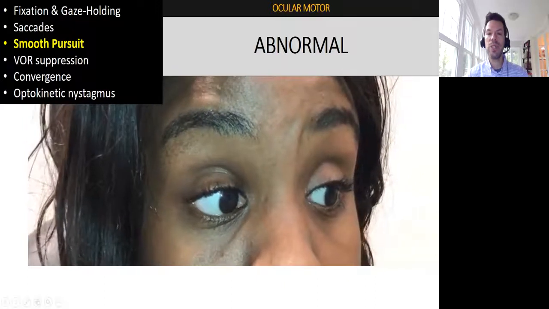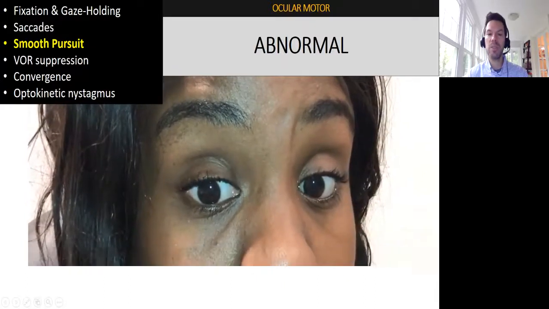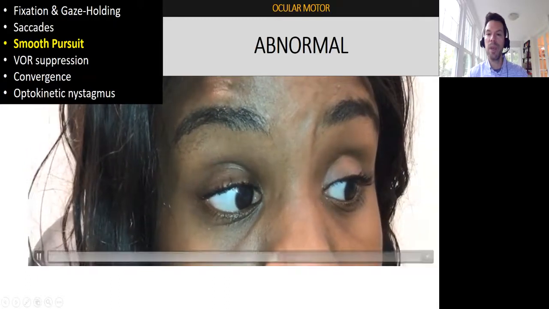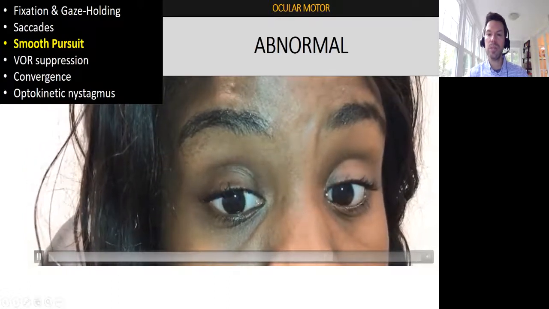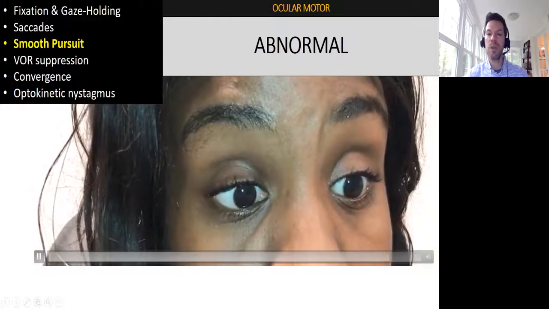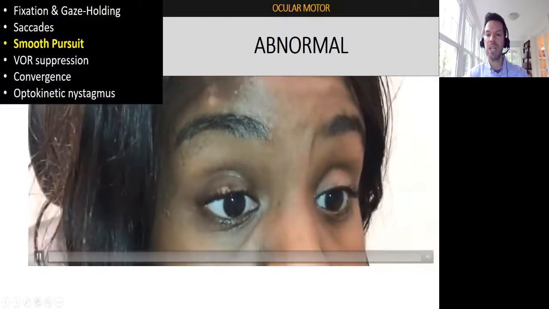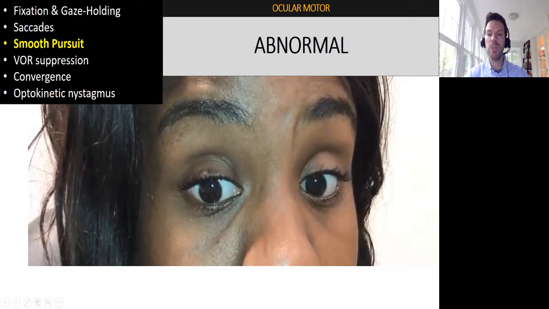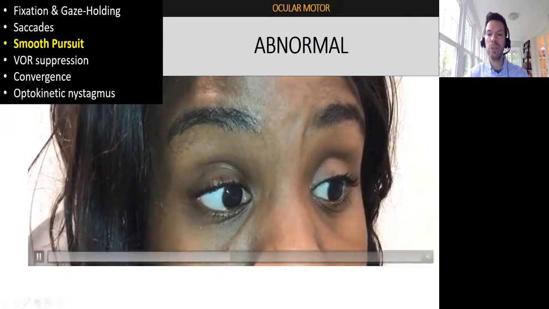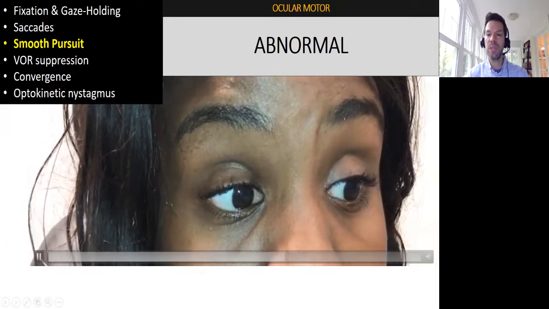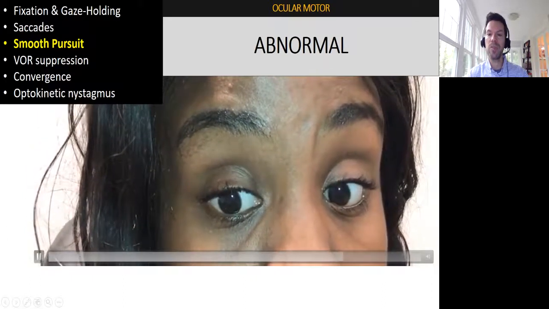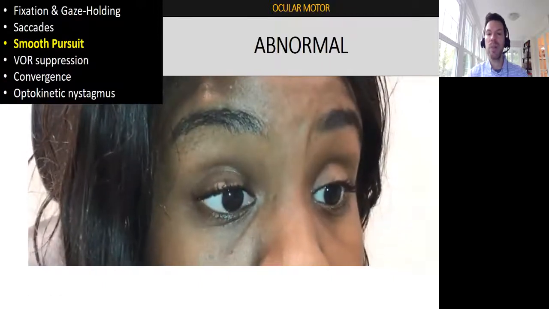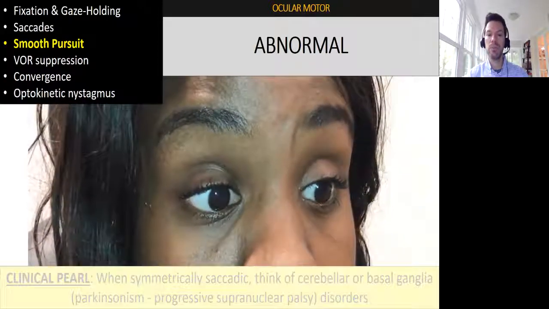This is the same patient who had the gaze-evoked nystagmus from a couple slides ago. This is a target. Her head is fixed, not moving. And as she follows the target, you really see no smoothness. All it is are back-to-back-to-back saccades. That is because the pursuit system is so impaired, so damaged, that all she can do is use these saccades, basically, to follow the target. So this is very choppy, impaired pursuit, also known as saccadic pursuit.